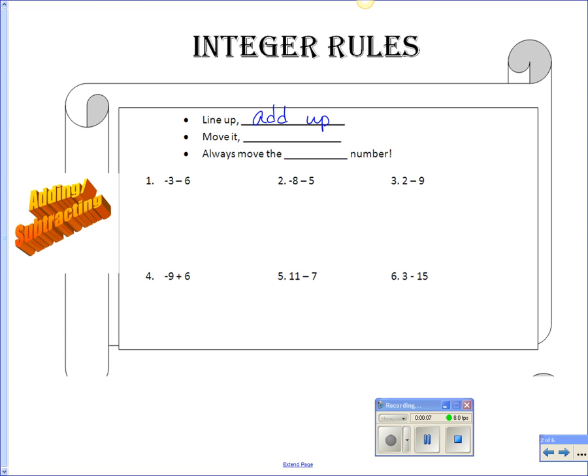Line up, add up, move it, lose it, and I'll explain what that means in a minute, but for right now, if you'll just write it down: line up, add up, move it, lose it. And we're always going to move the smaller number. So if you will write this stuff down on your paper, always move the smaller number.